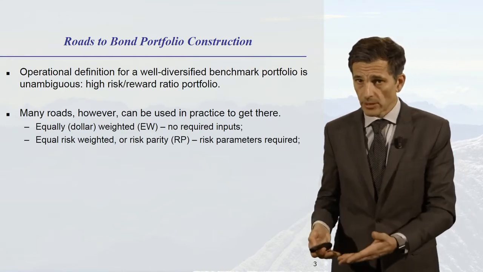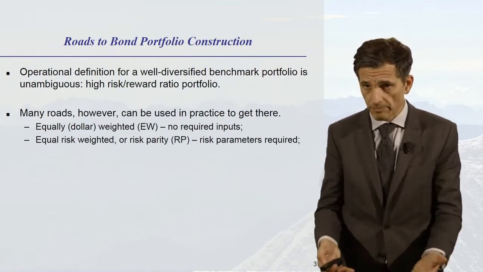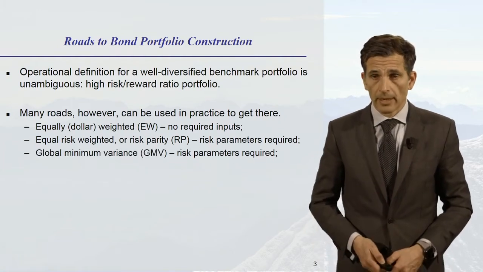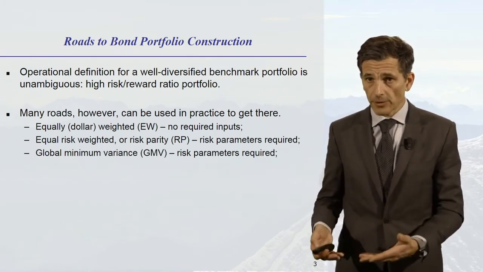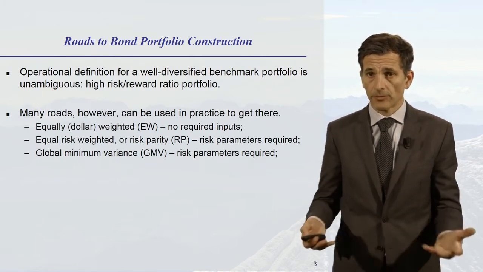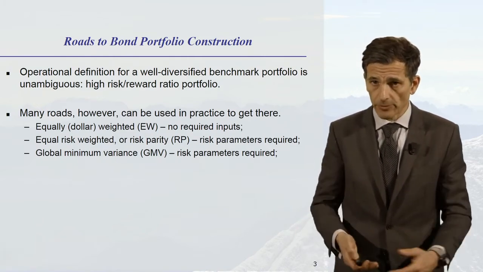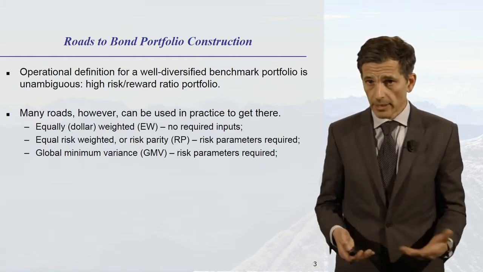Now, to do this, you definitely need risk parameters. You need a covariance matrix for bond returns. There are other objectives that would require a covariance matrix. The first one being the minimum variance portfolio. Minimum variance portfolio consists of just minimizing portfolio risk, say portfolio volatility. And in this case, again, the only inputs required are risk parameters.